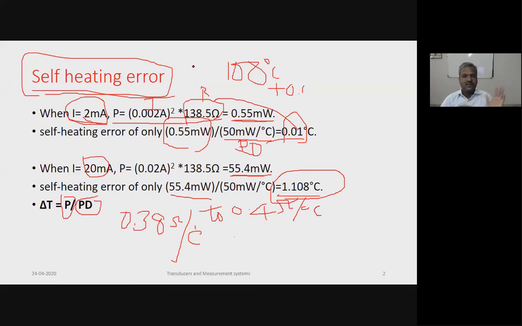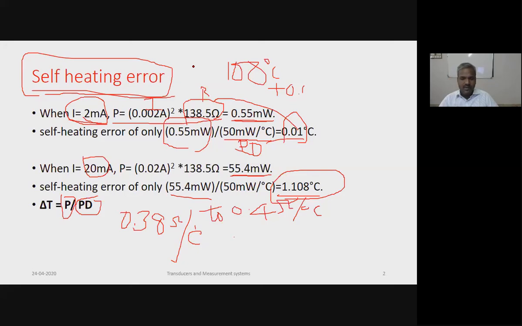Suppose you want to calculate at 30 degrees Celsius: 30 into 0.4 is 12 ohms, so 12 plus 100 ohms, that is 112 ohms at 30 degrees Celsius. What is the resistance at 50 degrees Celsius? 50 into 0.4 is 20 ohms, so 20 plus 100, since initially 100 is there, so 120 ohm output from the RTD. This is very simple.